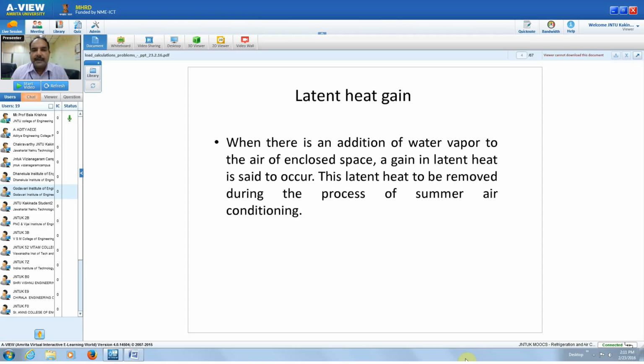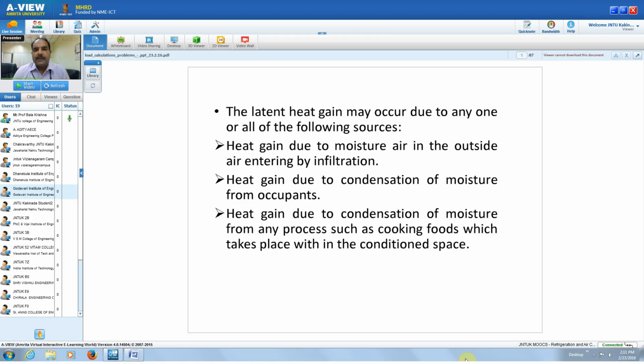Then the latent heat gain: when there is an addition of water vapor to the air of the enclosed space, a gain in latent heat is said to occur. This latent heat is to be removed during the process of summer air conditioning. The latent heat gain may occur due to any one or all of the following sources. First, heat gain due to moisture in the outside air entering by infiltration.